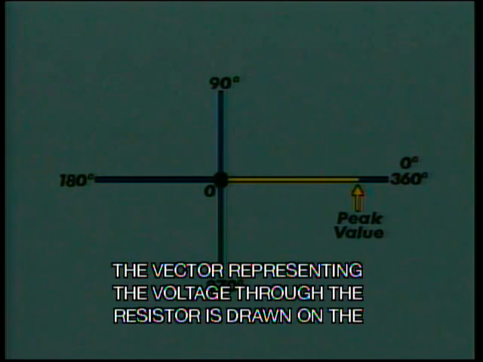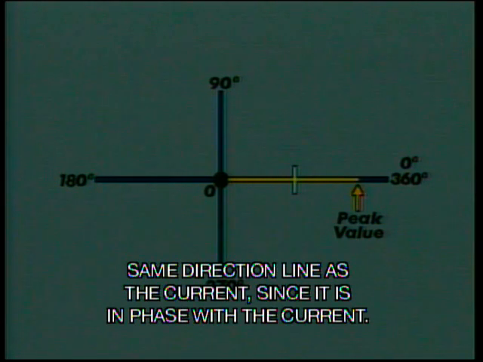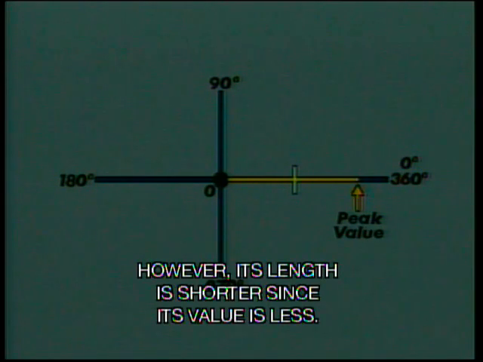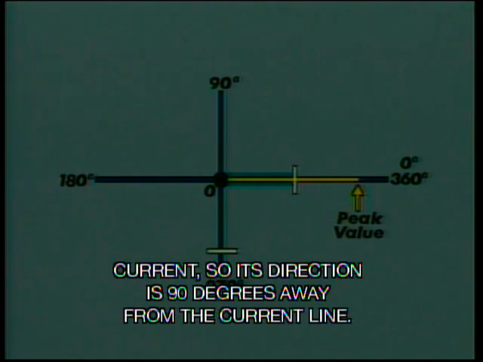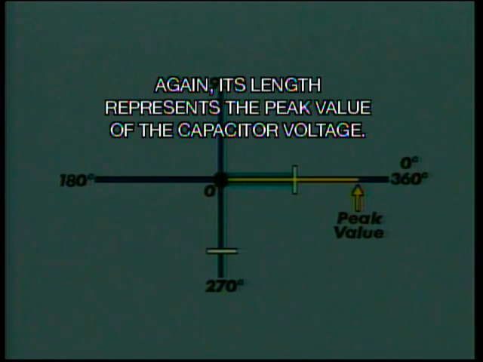The vector representing the voltage through the resistor is drawn on the same direction line as the current, since it is in phase with the current. However, its length is shorter, since its value is less. The voltage across the capacitor is 90 degrees out of phase with the current, so its direction is 90 degrees away from the current line. Again, its length represents the peak value of the capacitor voltage.